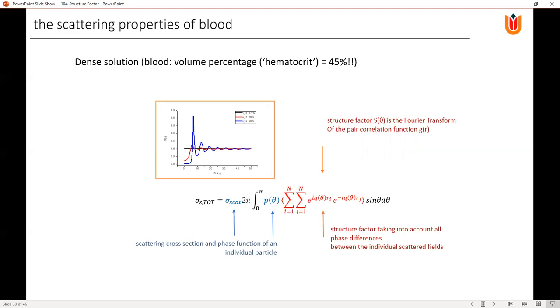Basically, this is the same equation that you already saw, so we don't need to dwell too much on it. We can do the same red and blue distinction again here. We can calculate it for an individual particle or an individual red blood cell, and then in red take into account the structure factor or these differences.